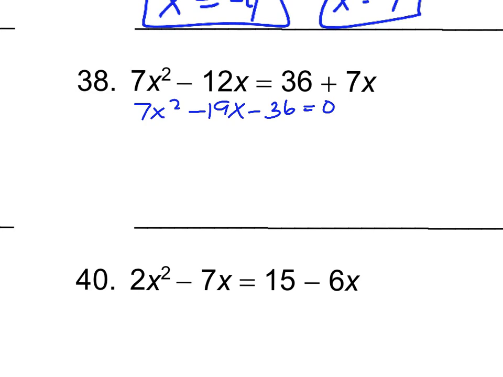Number 38, get it into standard form, and then check for a GCF. It doesn't have one. Check if it's a difference of squares or a perfect square. It's not, because of the 7 here. It's not perfect. And now we could either multiply, or I could show you a different way. With this method, it requires some guess and check. So I could try the number 1 and 7, because those are factors of 7. And I could try here 6 and 6.